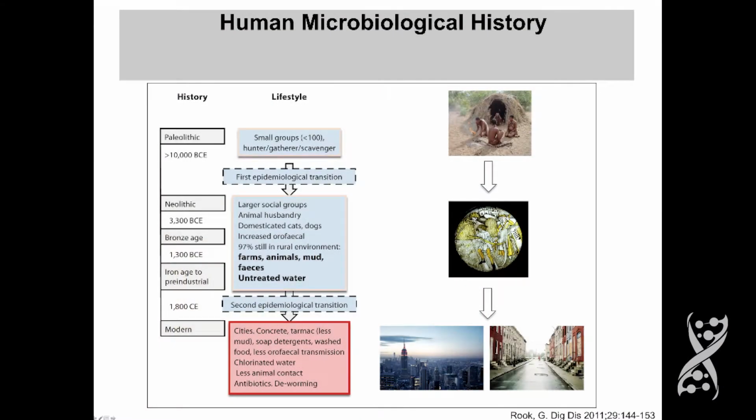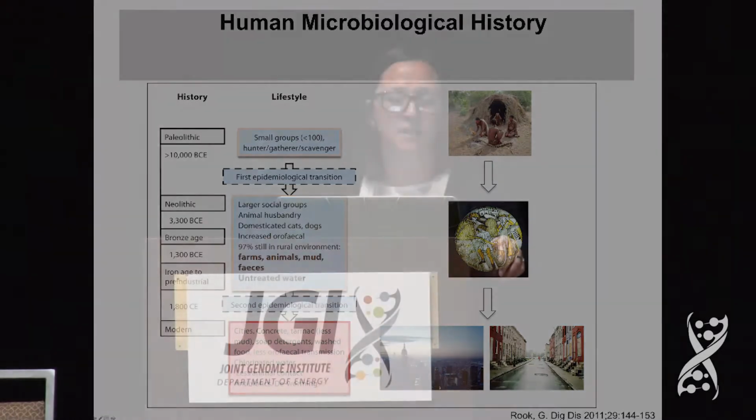And Graham Rook, a number of years ago now, wrote a fine review examining human microbiological history. And so as we moved from hunter-gatherer populations over 10,000 years ago to medieval agriculturists, we really didn't change our interaction with the microbial environment that much. We still lived primarily in rural environments. We had a lot of contact with soil, with feces. We domesticated animals at that stage. And we really had not changed our microbial encounters that we've evolved with.